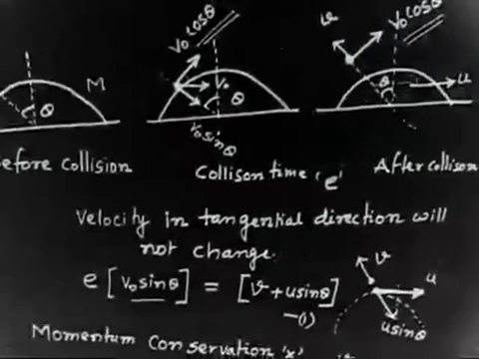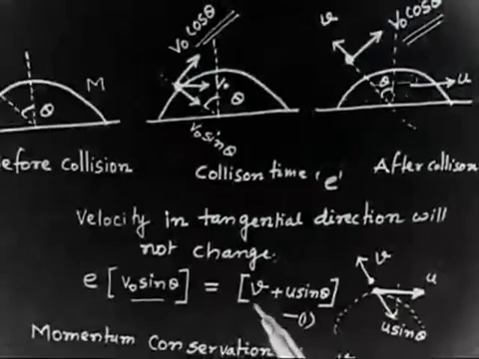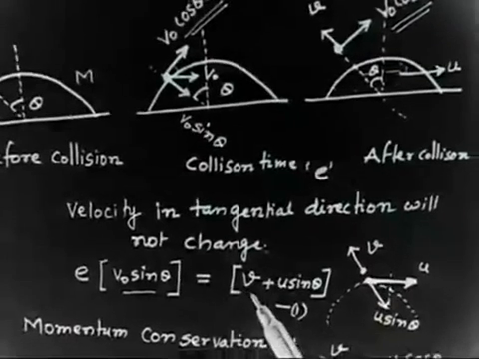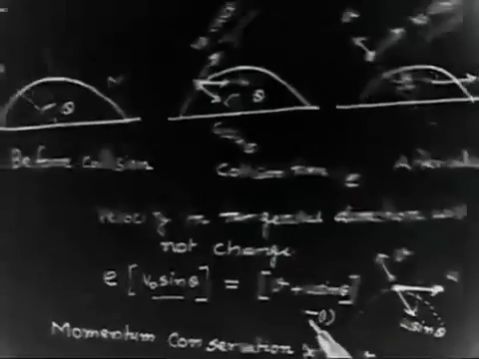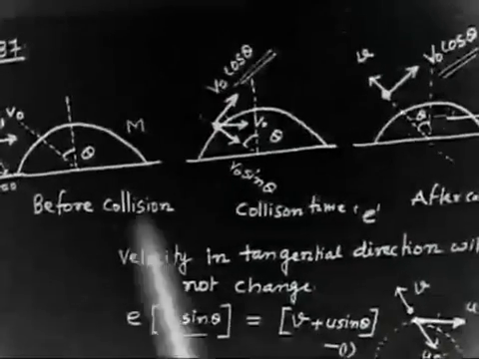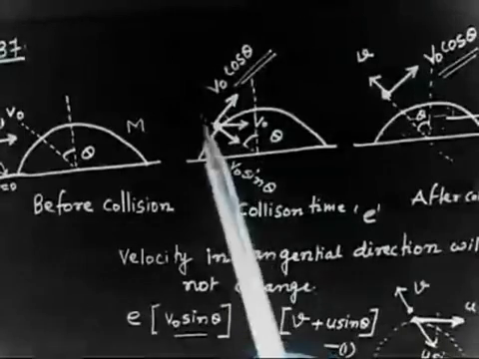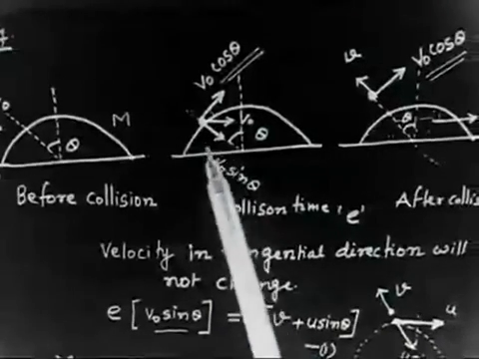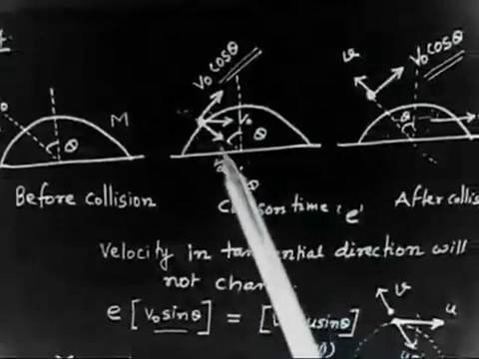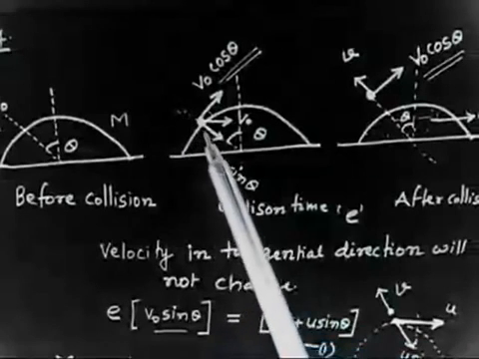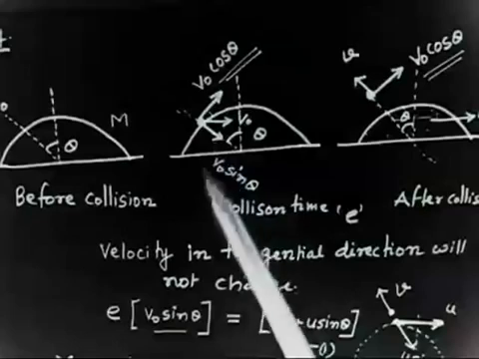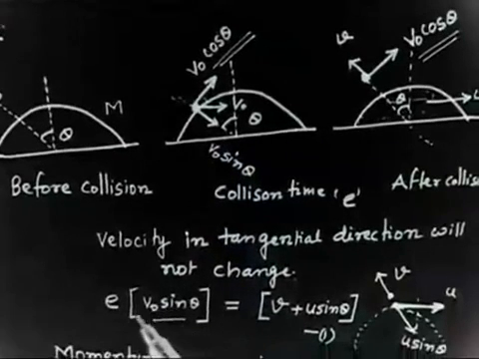We'll go slow. Velocity in the tangential direction will not change; we have already said this. Now let us write the equation for the coefficient of restitution. What is the initial velocity of approach? This mass is coming in, so I have to write the equation in the perpendicular, or radial, direction. In the radial direction, the approach is v naught sine theta. So I have to apply E times the velocity of approach.